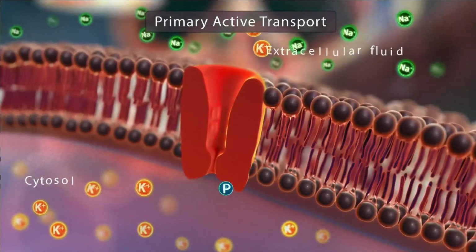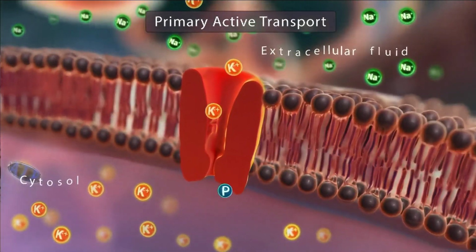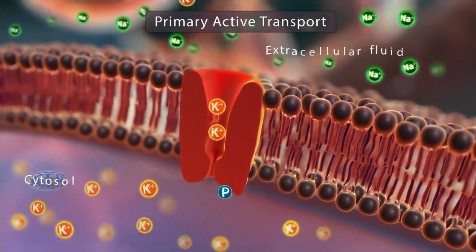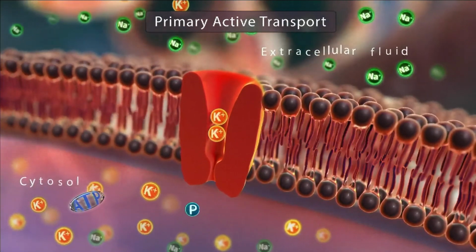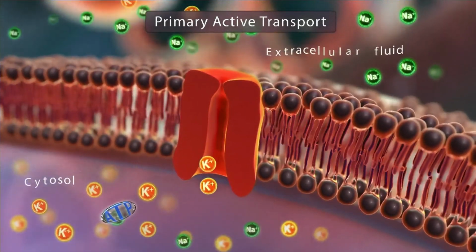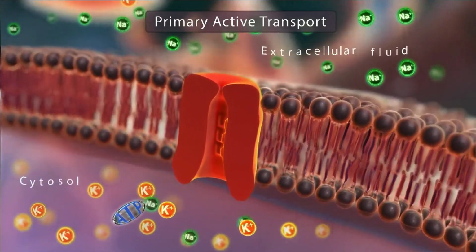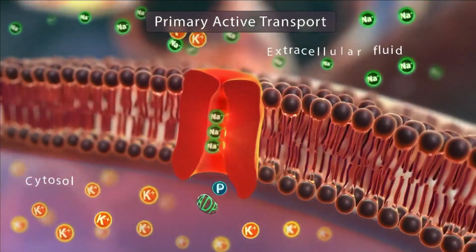The changed shape of the pump now increases the affinity of the potassium binding sites, and 2 potassium ions are drawn into the pump and attached. This action releases the phosphate, and the pump returns to its original shape. The potassium ions are expelled into the cytosol as sodium ions enter the pump, and the process continues.